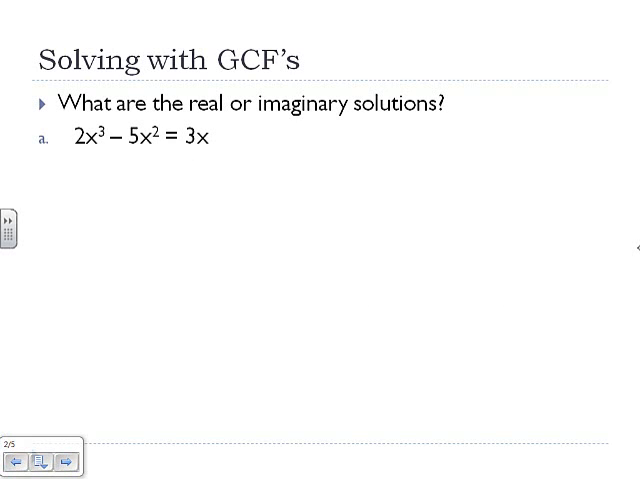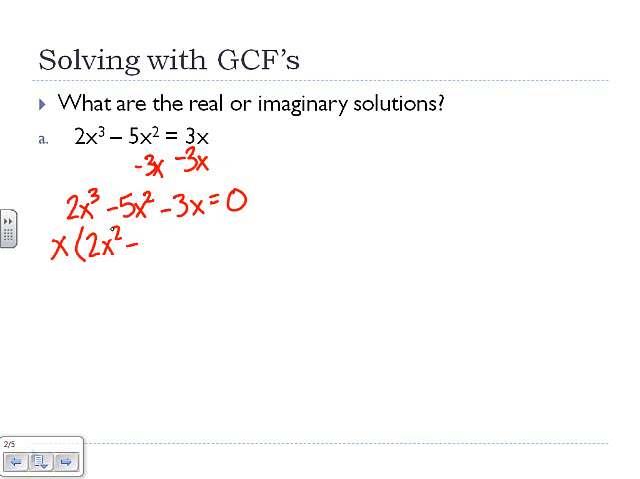First, you always need to still be equal to 0 in order to solve. So we're going to begin by subtracting 3x to both sides. So we get 2x cubed minus 5x squared minus 3x equals 0. Next, we're going to look for a GCF. The GCF that all three of these terms have in common is x. So we take out an x, and we're left with 2x squared minus 5x minus 3 equals 0.